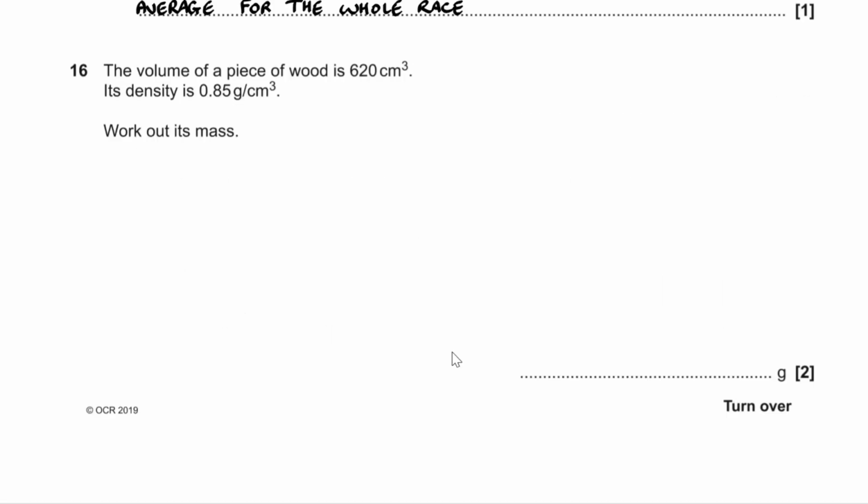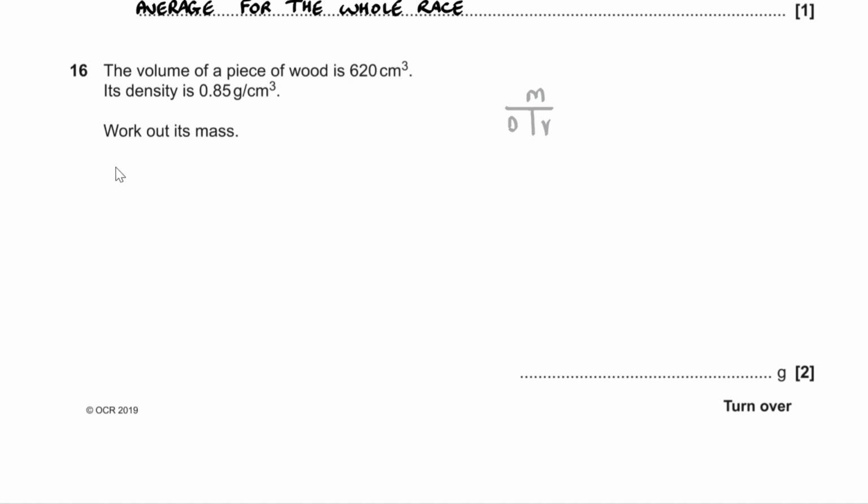Question number 16. The volume of a piece of wood is 620 centimeters cubed. We've got a density of 0.85 grams per centimeter cubed. We have to work out its mass. Well, first of all, we should know that density is equal to mass over volume, and therefore mass is equal to density multiplied by volume.